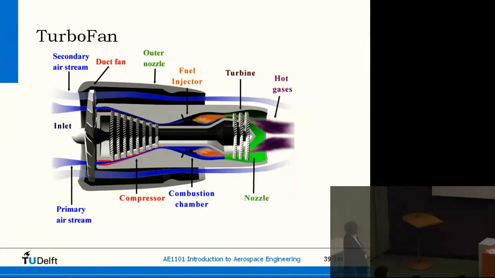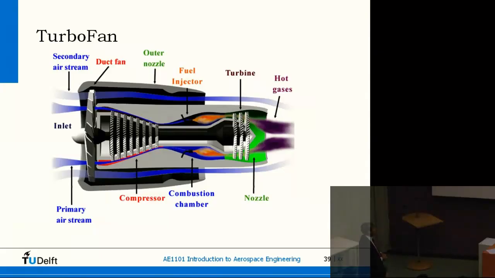It's not used as an extra fan to compress air, but you can also use it to propel yourself through the air. So this is sort of in between a turboprop and a jet engine here. It's a turbofan engine, where we use the fan also to propel the air and to get increased thrust.